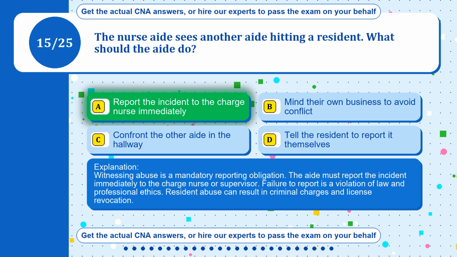Witnessing abuse is a mandatory reporting obligation. The aide must report the incident immediately to the charge nurse or supervisor. Failure to report is a violation of law and professional ethics. Resident abuse can result in criminal charges and license revocation.